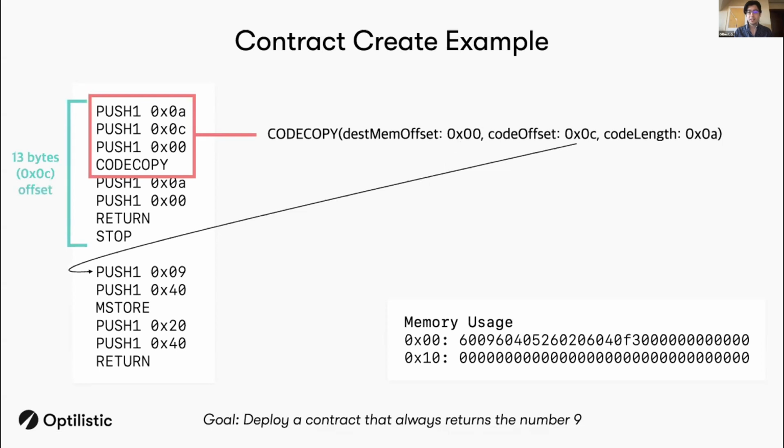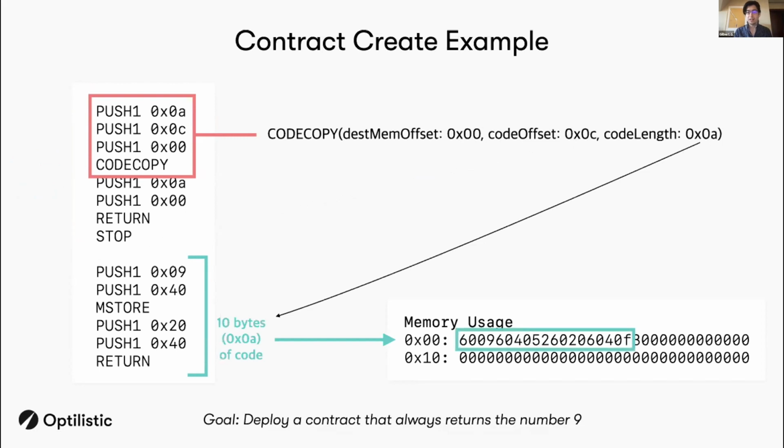The second argument is the offset of your contract bytecode. So this we hardcode 0x0c because it's 13 bytes before getting to that point. So that second half is our runtime code. We want to start there when we do the copy. And then lastly, we tell it how many bytes to copy. So last over here, we have 10 bytes because our runtime code is 10 bytes. So that will copy 10 bytes into our memory slot, which is at 0x0.